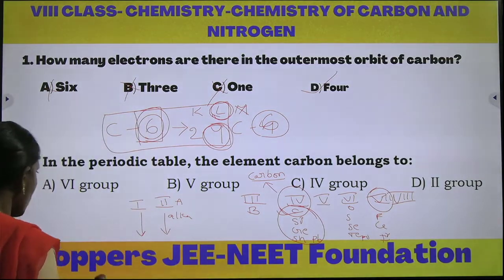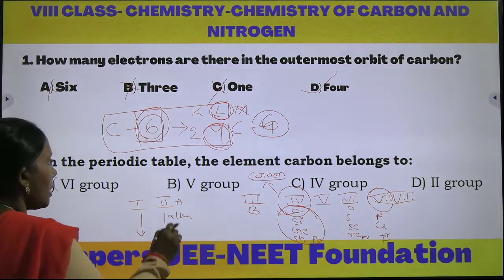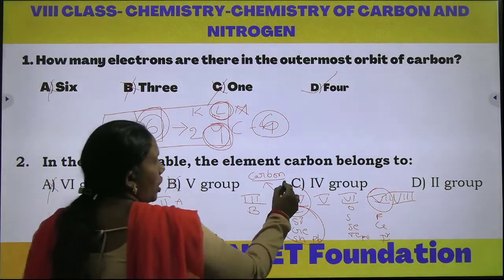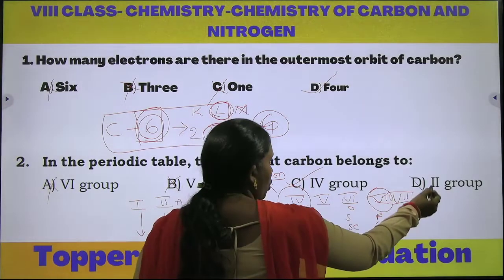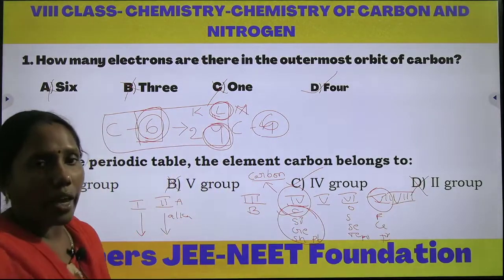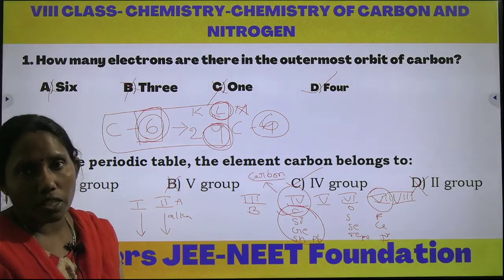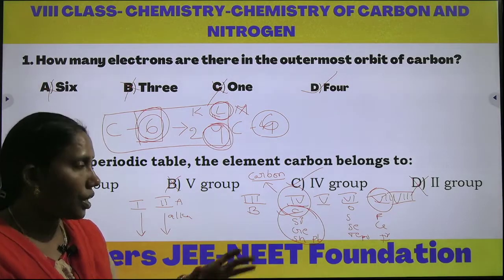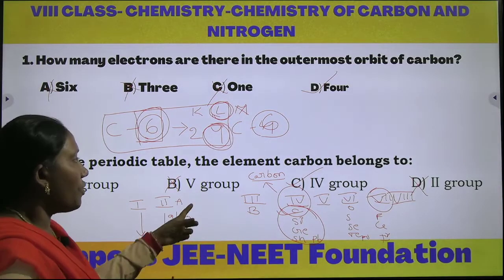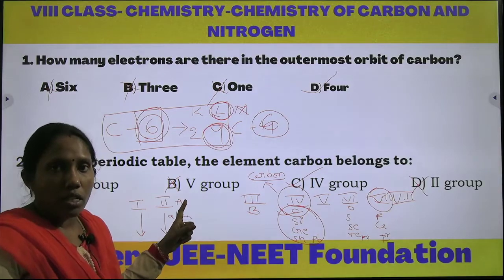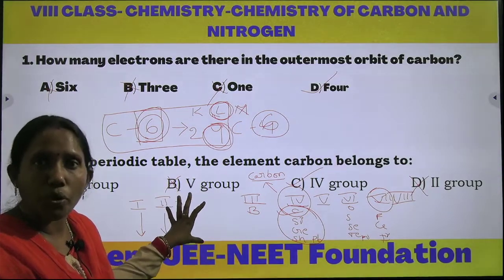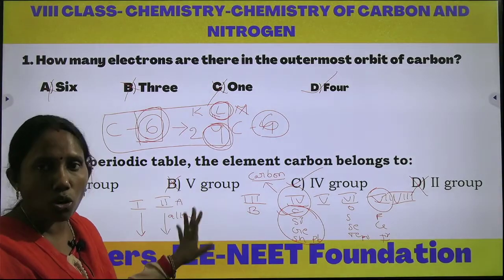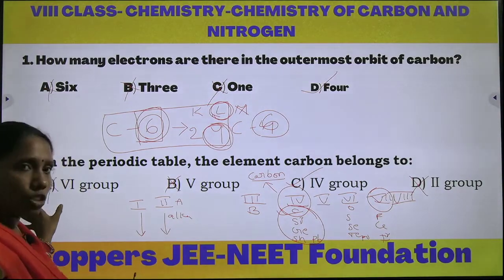First option is sixth group, no. Second option is fifth group, no. C option is fourth group, we will go with the fourth. And D option is given as second group. Second group is alkaline earth metals, and beryllium will start. Beryllium, magnesium, elements like that will be there. In the fifth group, already we said these are called pnictogens: nitrogen, phosphorus and so on will be present in the fifth group, no carbon. Carbon comes in the fourth group.